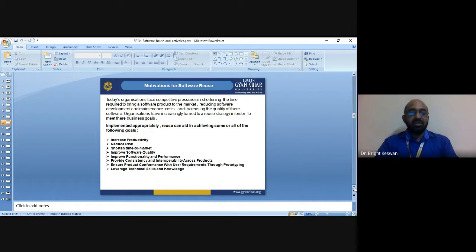So these are some goals which, if implemented appropriately, reuse can aid in achieving some or all of the goals listed in the slide.